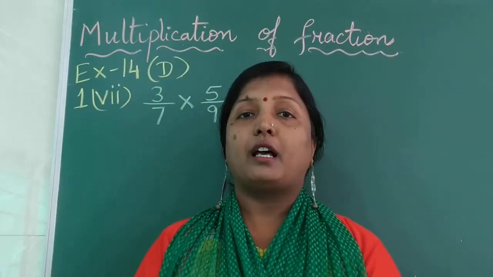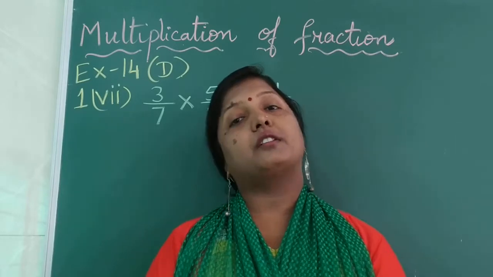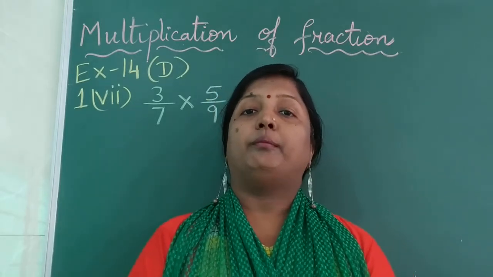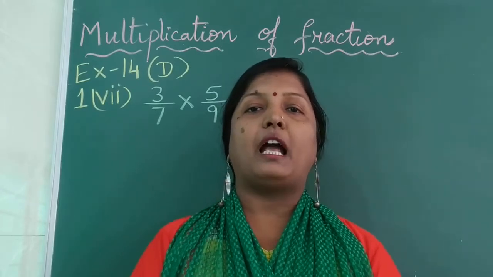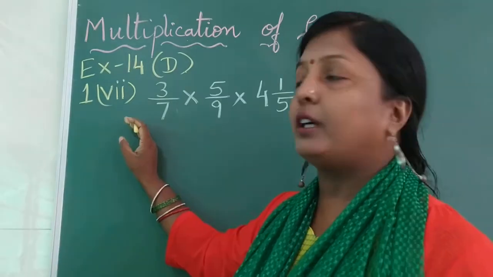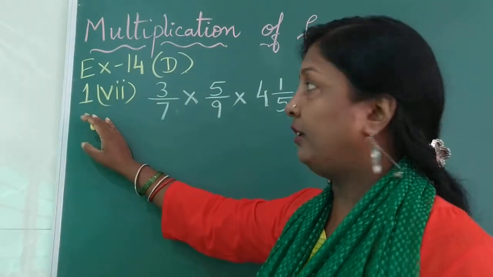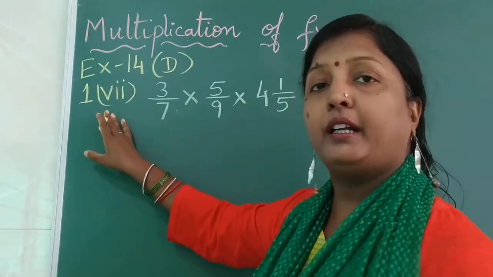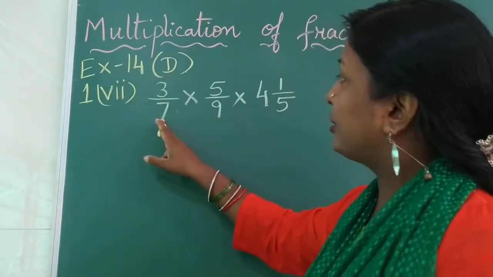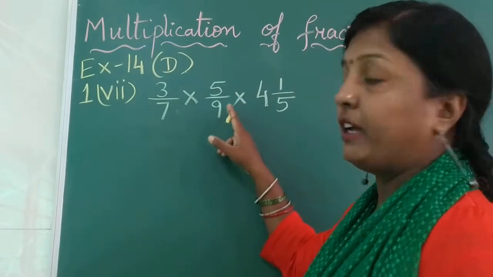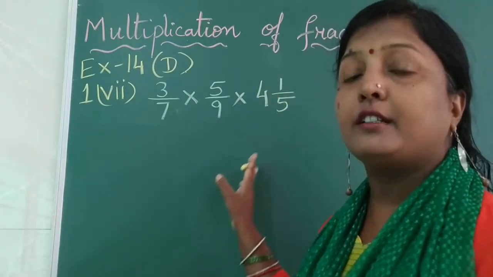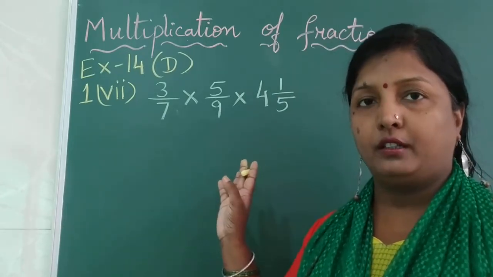In the previous class, we learned about addition and subtraction with fractions. Today, we will be learning the multiplication, division and using the BODMAS rule in fractions. I took a number from your exercise itself, question number 1 bit 7 of exercise 14D. The question is 3 by 7 into 5 by 9 into 4 1 by 5. Now let us start solving it.